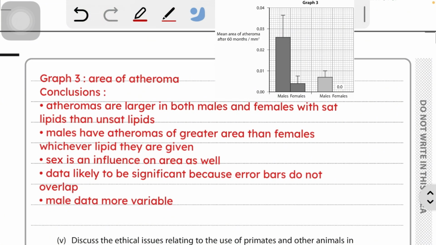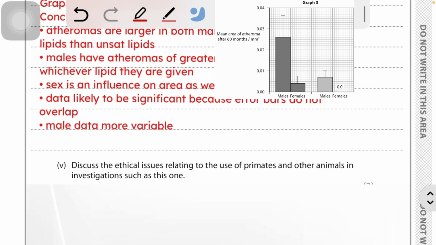Graph 3, area of atheroma. Conclusions: atheromas are larger in both males and females with saturated lipids than unsaturated lipids. Males have atheromas of greater area than females, whichever lipid they are given. Sex is an influence on area as well. Data are likely to be significant because error bars do not overlap. Here, as I say, the error bars do not overlap, so it shows the significance of the data. Male data more variable.